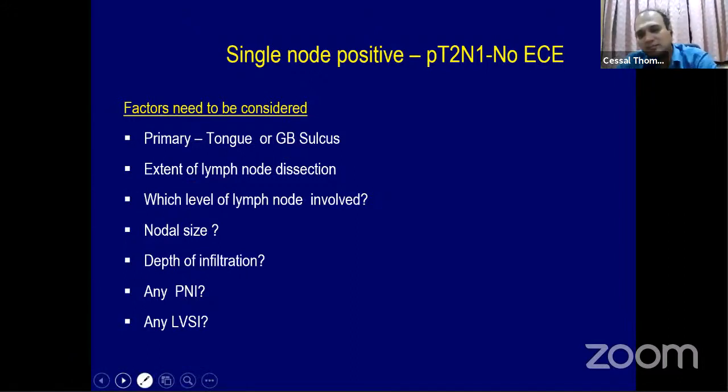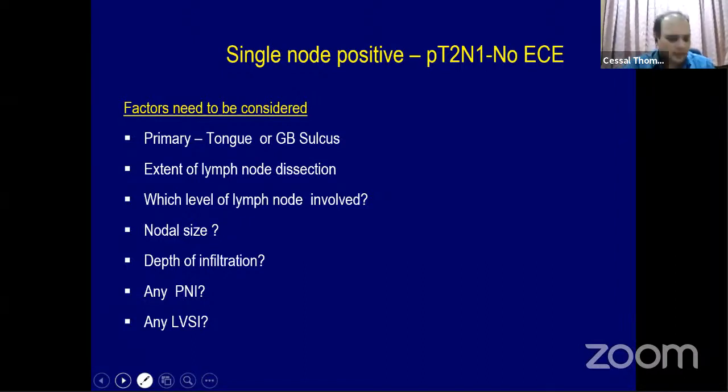What is the evidence? There is no data pertaining to single node positive disease randomized to adjuvant radiotherapy or observation. There is no data. But if you look into the retrospective data, mainly from MD Anderson and MSKCC, published in the 70s and 80s, they have shown a reduction in local recurrence in those patients who received adjuvant radiotherapy.